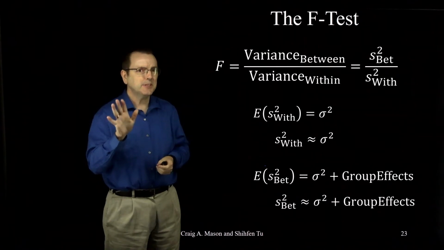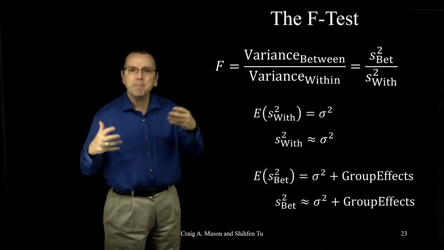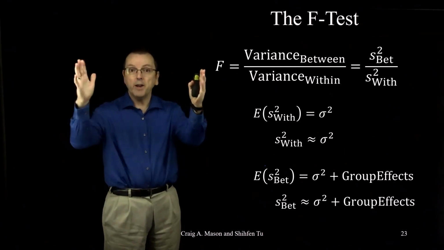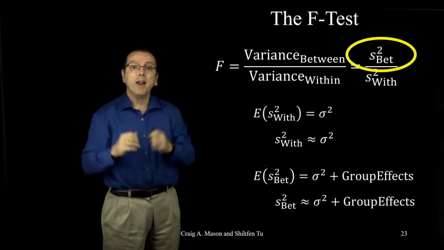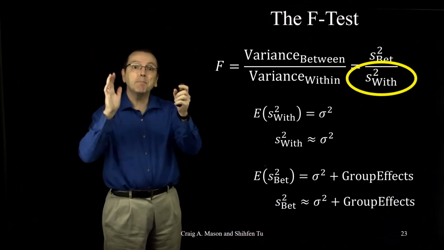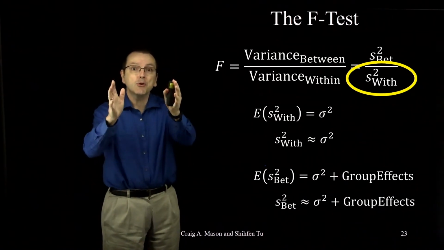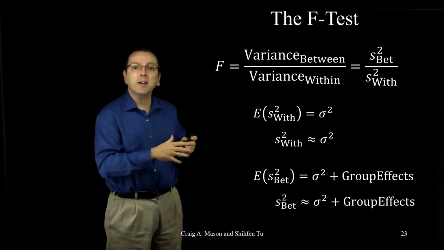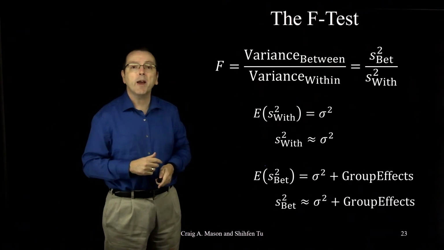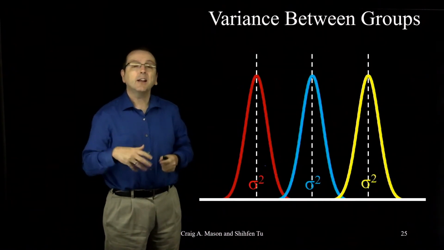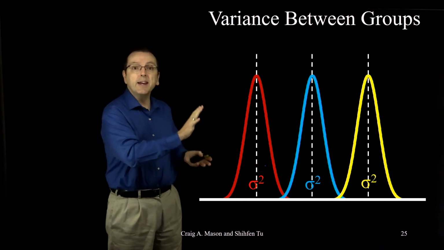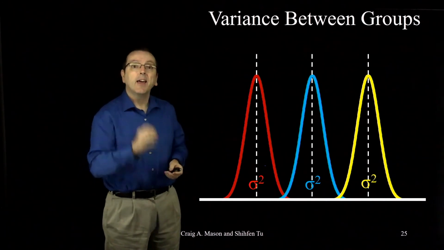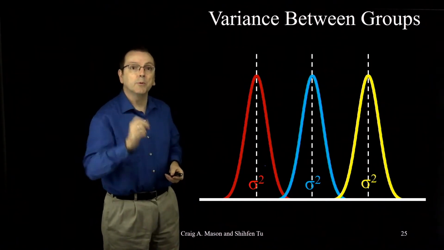But, as we'll see in a moment, at a conceptual level, it's still basically the same idea of what effect did we see relative to what would we expect to see if the null is true. To understand that, let's look at how the variance between works in a couple of different situations. First, let's start with a distribution of three different populations. What would these populations look like if the null hypothesis were true?